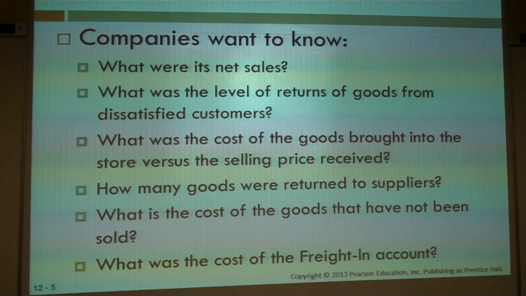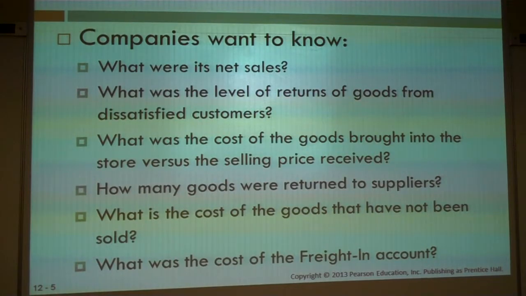Companies want to know, what were its net sales? And how do we calculate net sales? Sales minus returns. And minus something else. The discount. All right, that gives us our net sales. We have two things that we need to subtract from the gross sales, if you want to call it the gross sales, just like our payroll. We will subtract sales returns and allowances and sales discount.